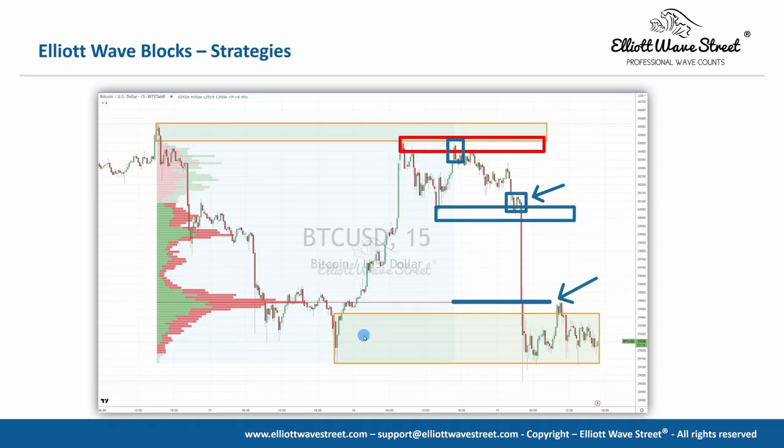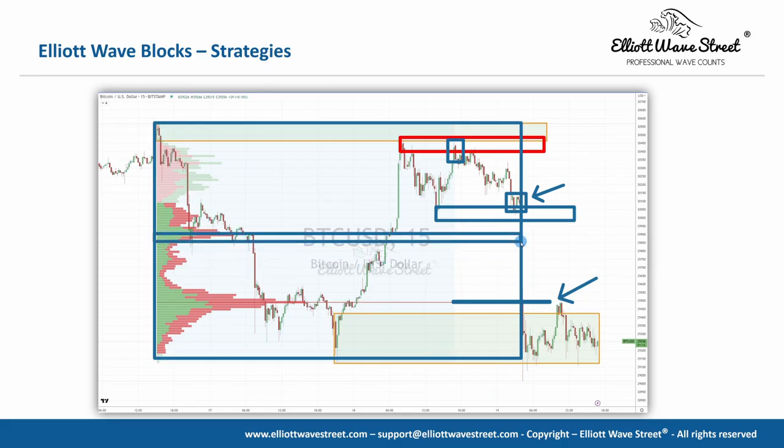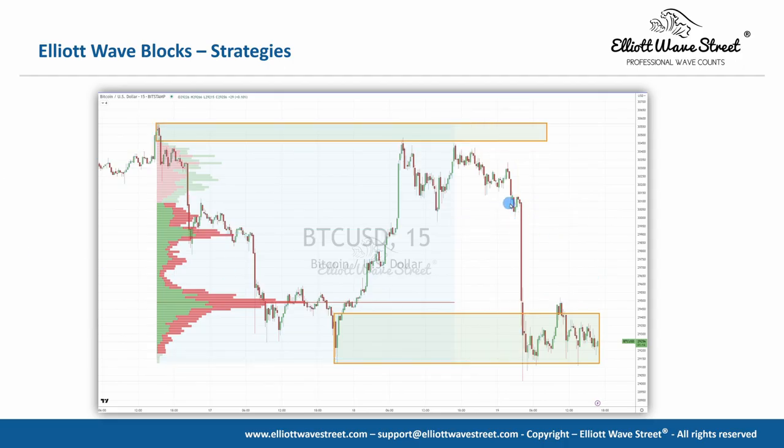Let's suppose that you don't have the profile tool in your chart. Well, just add a box, draw roughly the 50% line of the box, and you will say, I'm not going to buy above the 50% line of my box. It's too expensive. That's it, right? So there are little filters to avoid triggering bad trades. The price moves down to the Elliott wave block area, and it's getting rejected.